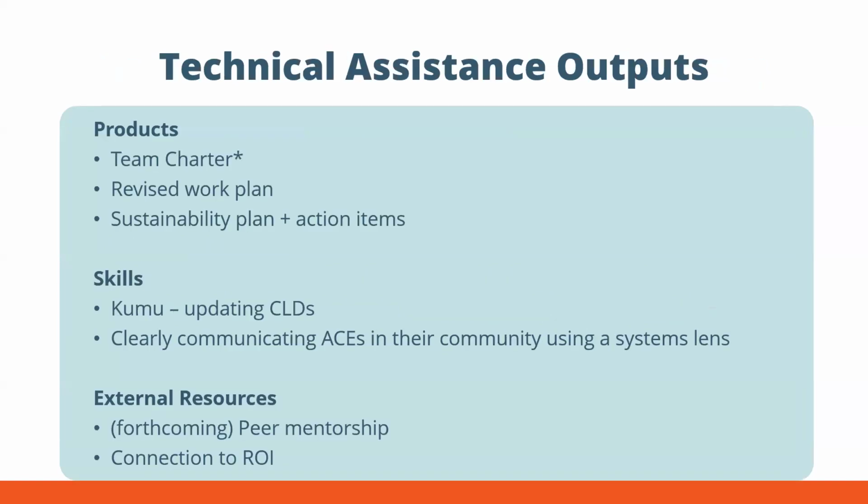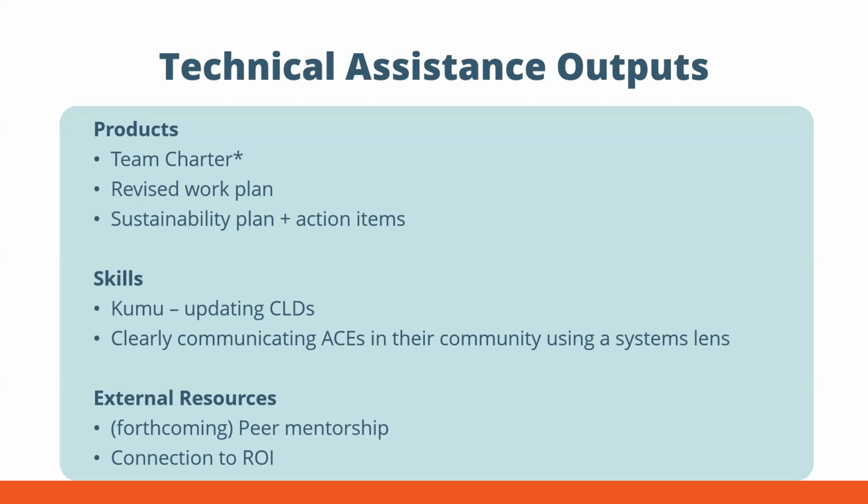With regards to our technical assistance outputs, there are several outputs that come from each team. The first I have listed here is a team charter. There's an asterisk there. For our first county, they did not complete a team charter during the workshop, so it's something that they needed to do within their technical assistance year. So for them, that was a product. For both counties overall, a revised work plan and sustainability plan action items, and I'll give you a visual of what that kind of looks like in a moment.